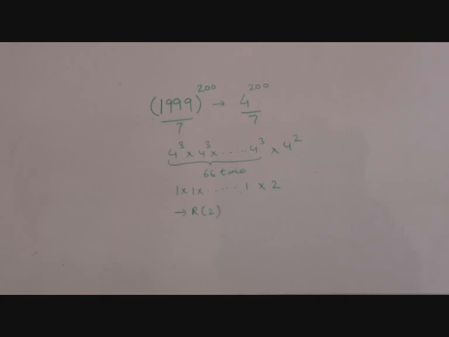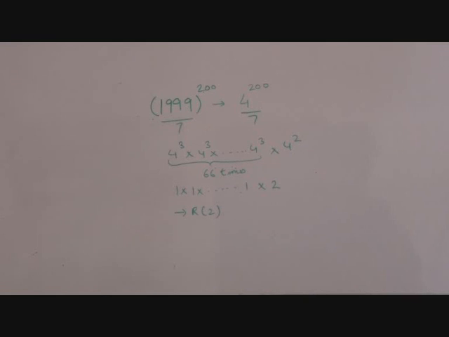Now again I know that 4 cube gives me remainder 1 with 7. So I'll write 4 raised to power 200 as 4 cube times 4 cube times 4 cube. How many times? 66 times. Okay, that will give me 4 raised to power 198. The remaining is 4 square. So this is 4 cube times 4 cube times 4 cube, 66 times, times 4 square, and 4 cube I know will give me remainder 1. 4 square is 16, which gives me remainder 2 with 7. So 1 times 1 times 1, 66 times, times 2, that will give me 2, and the remainder would be 2.